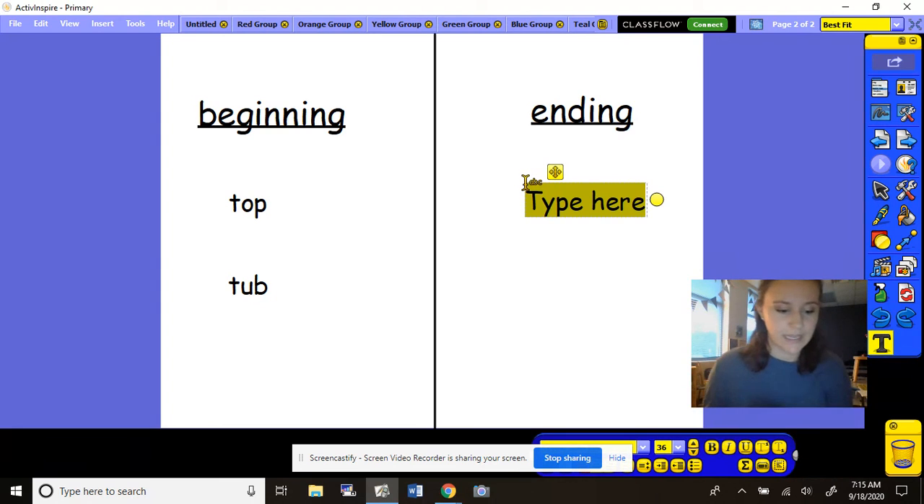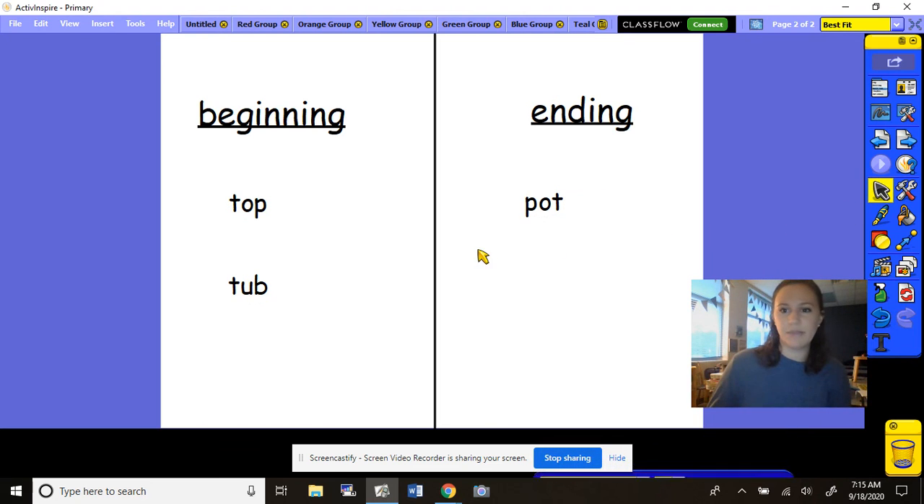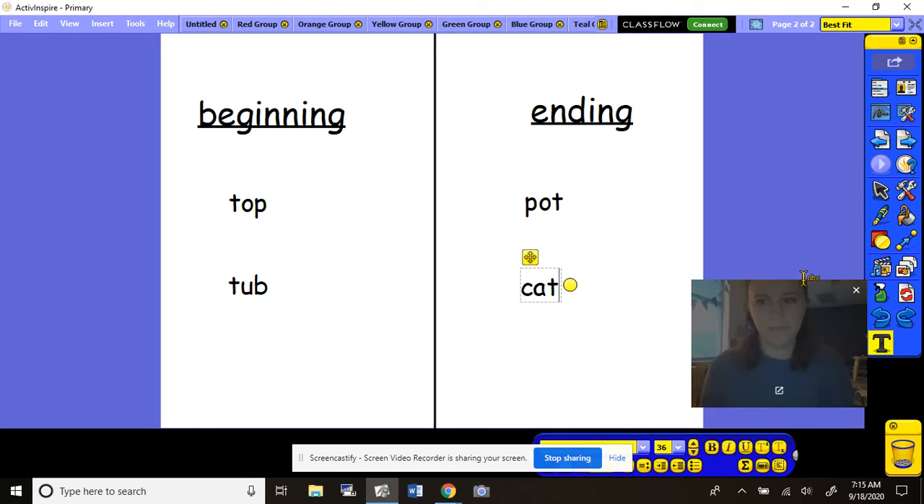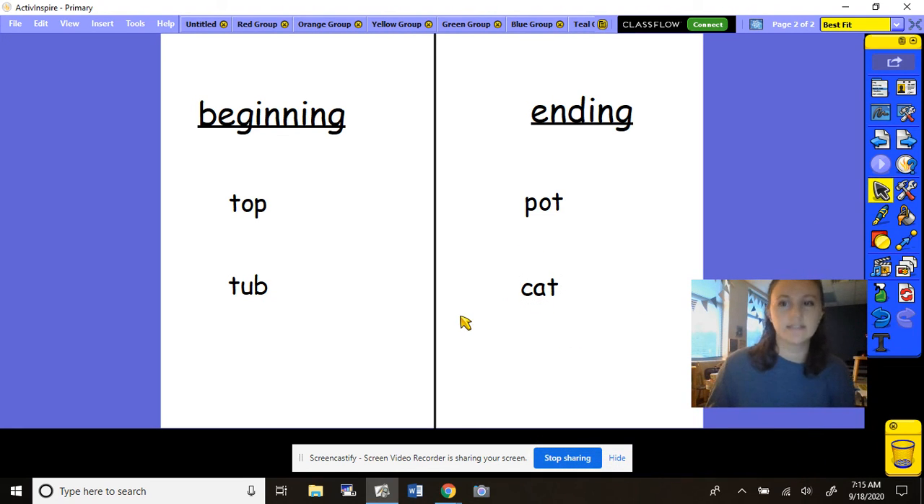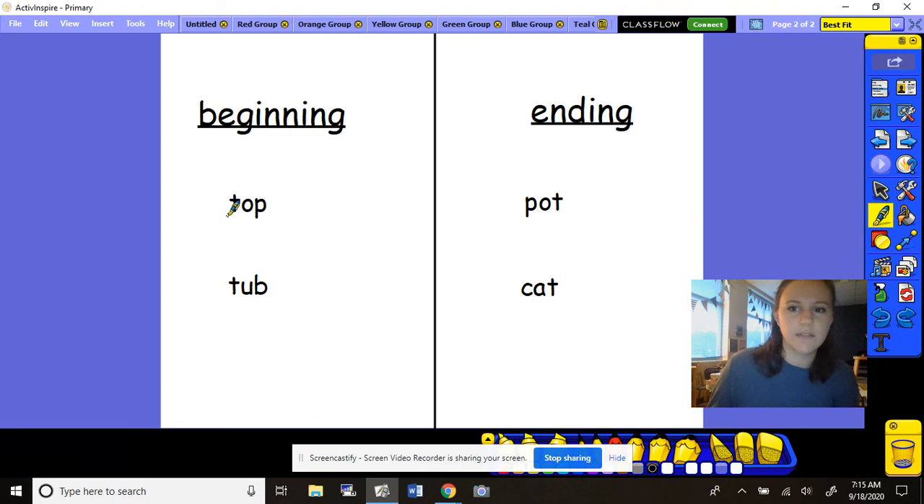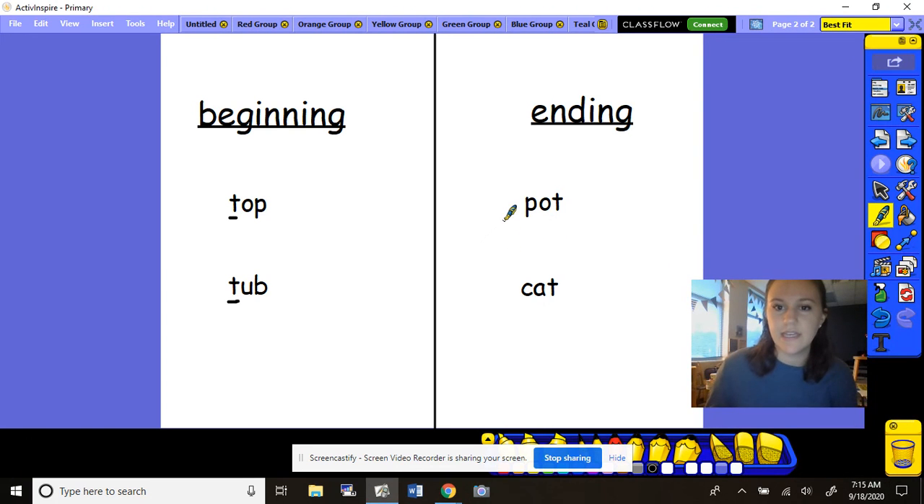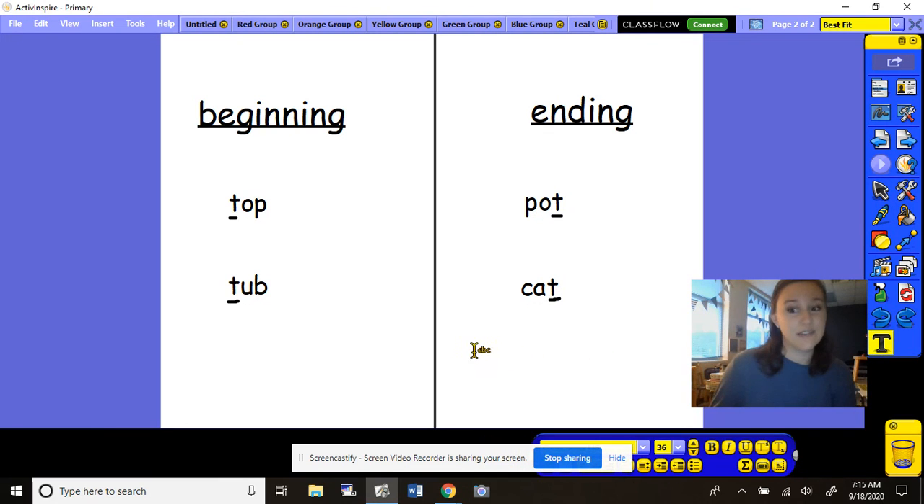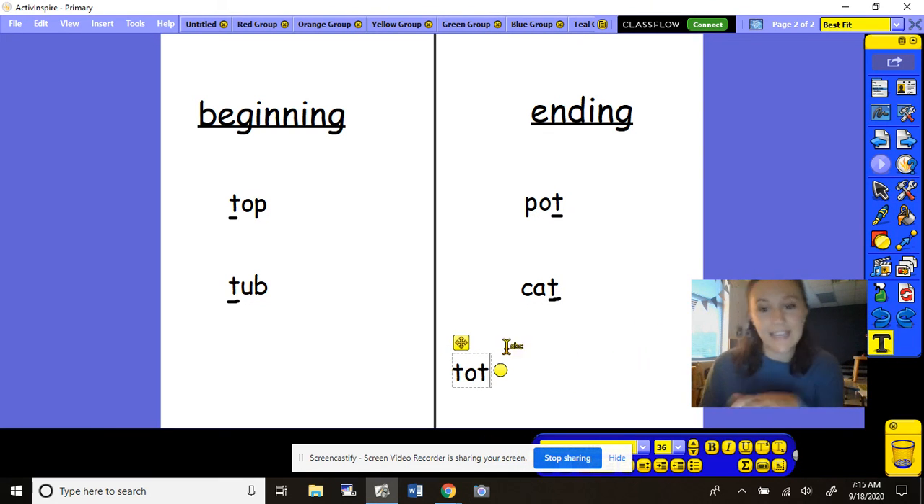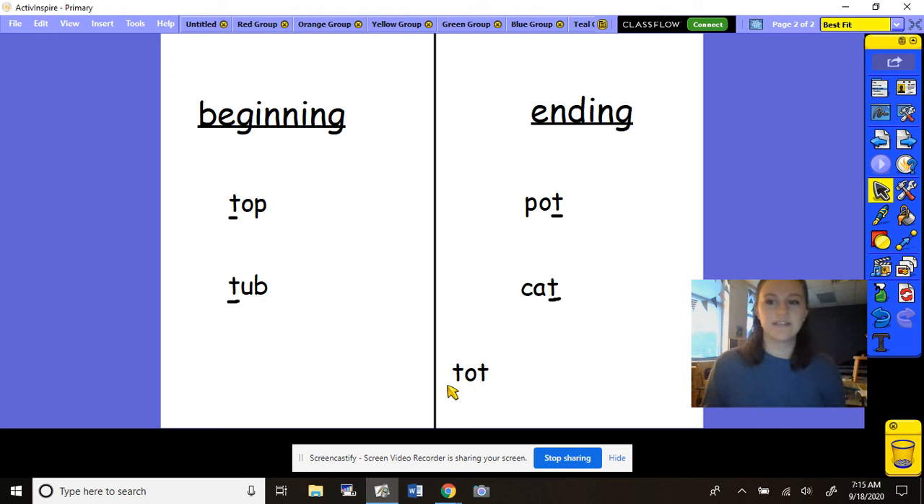It can also come at the end. I can reverse that. Top. And just put those letters in backwards order, and now I get pot. And now the T is at the end. Pot. Or cat. Cat. So we have T at the beginning, top, tub, or at the end, pot, cat. You guessed it, this is one of the sounds that can come at the beginning and the end, like in tot, like a tater tot, T at the beginning and the end.